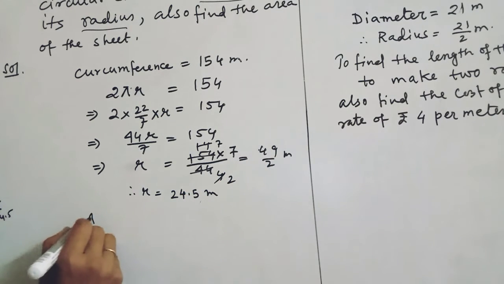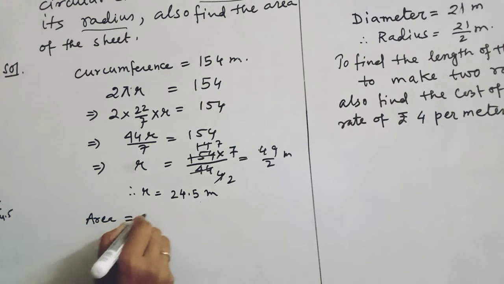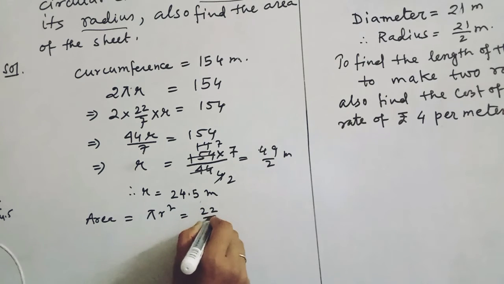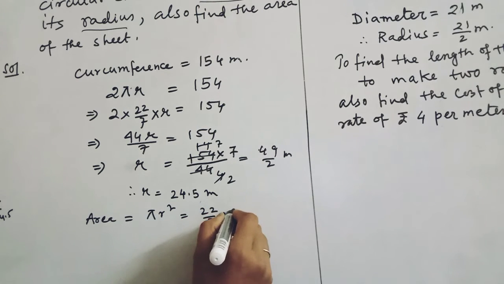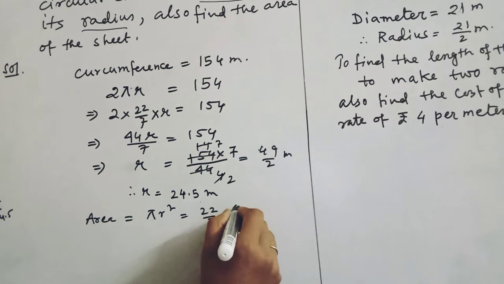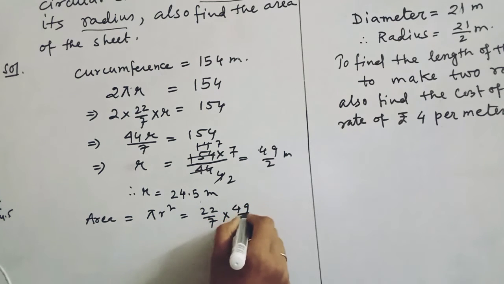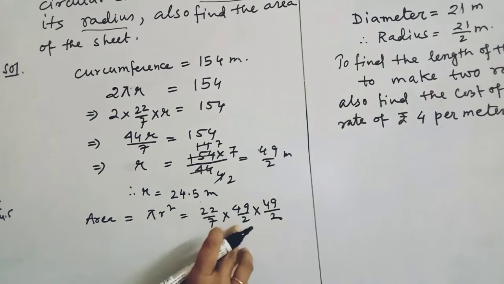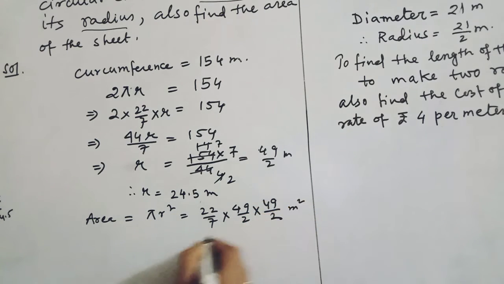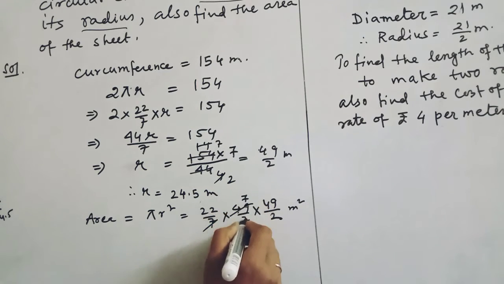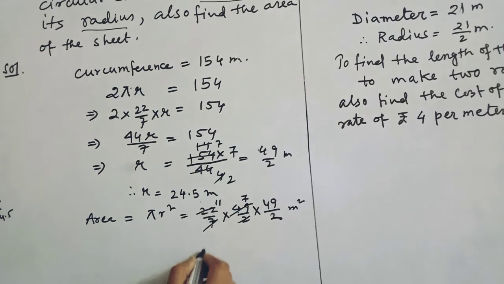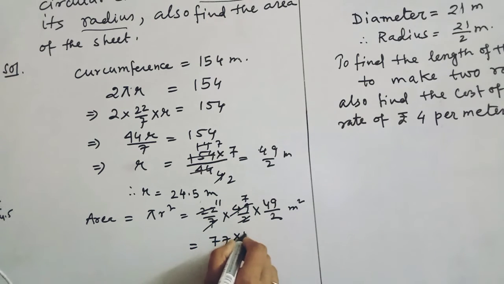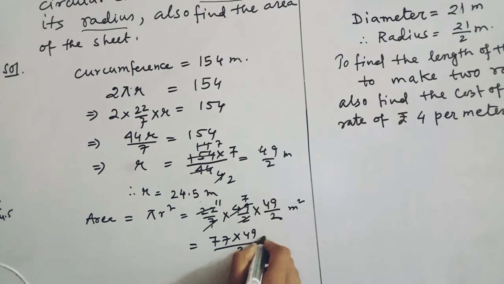To find the area of the circle, you know pi into r square, that is 22 by 7 into r square, where r is 49 by 2. We can take it this way: 49 by 2 into 49 by 2, because r square, r will come 2 times, meter square. 7 sevens are 49, 2 elevens are 22. So area is 77 into 49 by 2 meter square.